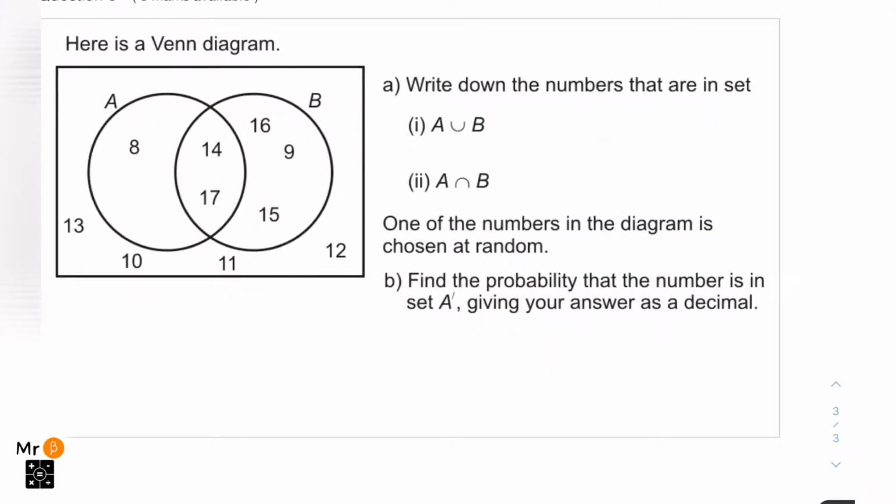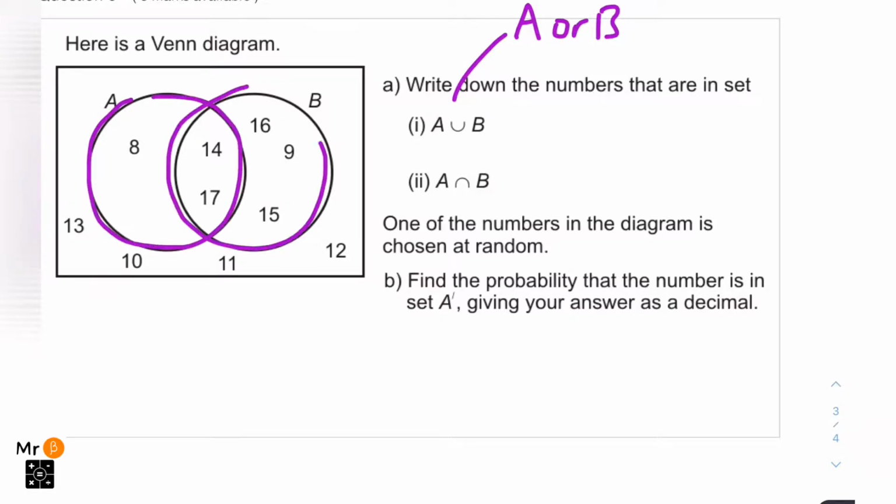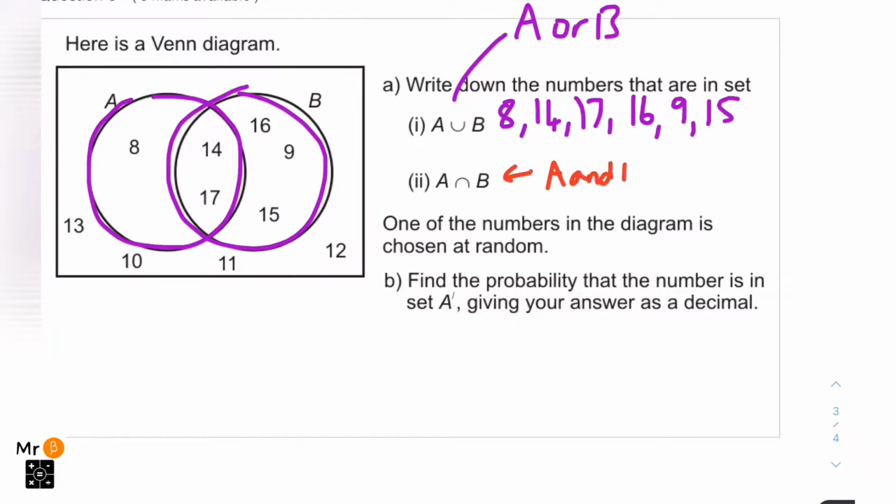Our final question, question 9. Again, we need to remember this notation. This means it's in either A or B. So everything included in our 2 circles. So 8, 14, 17, 16, 9, and finally 15. Our second part means A and B, which is just the middle part, so just numbers 14 and 17.